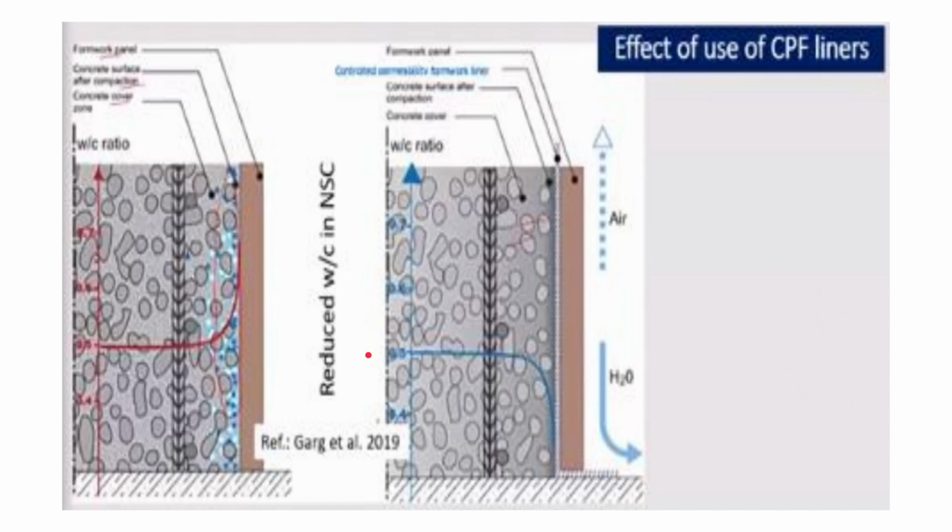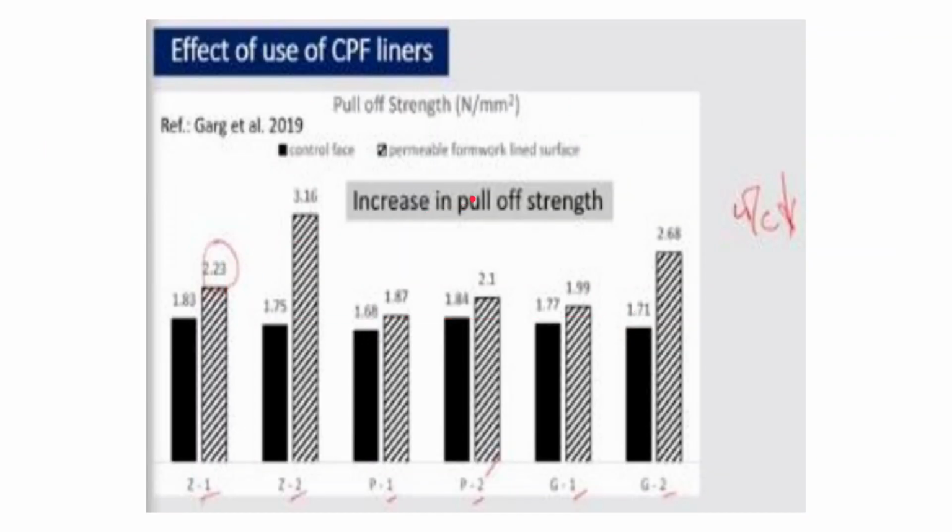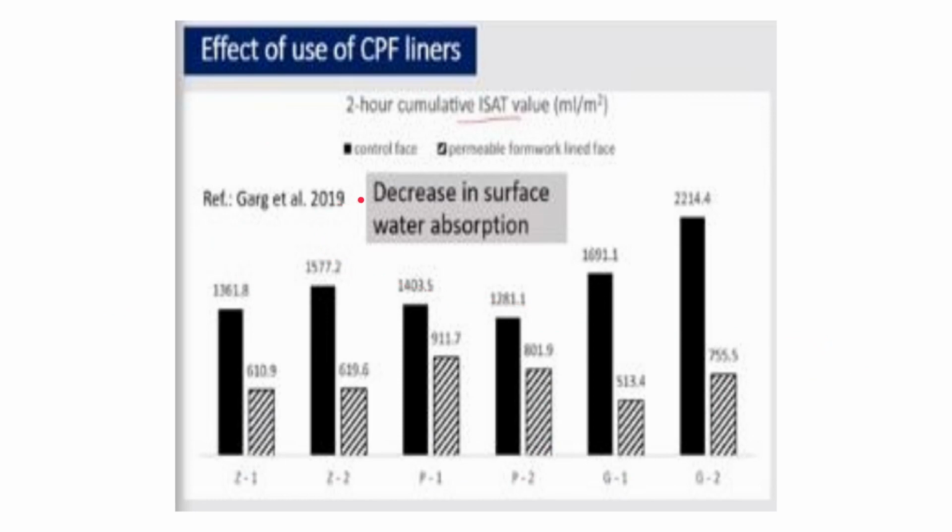Apart from that, you can see here how the use of CPF liner can reduce the water cement ratio in normal strength concrete. Because of the water cement ratio reduction, we could see that the pull off strength in concrete having CPF liner increased tremendously, and there is a decrease in surface water absorption also, because the water flows away.